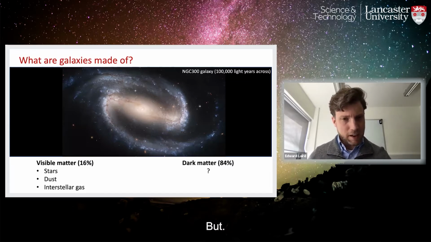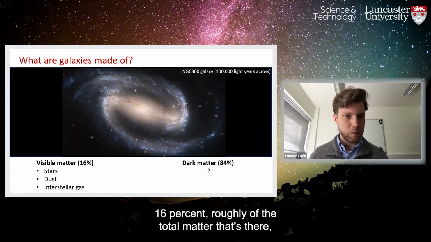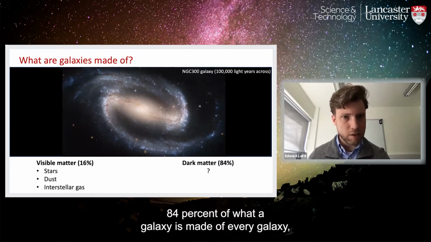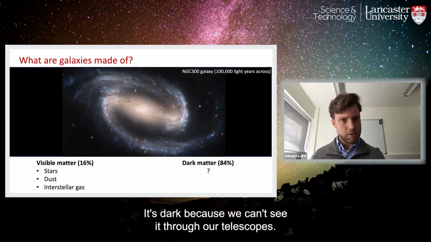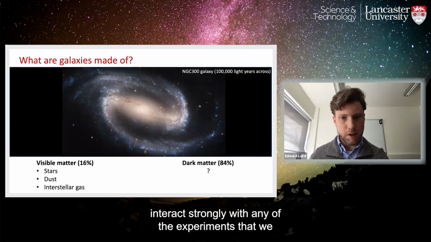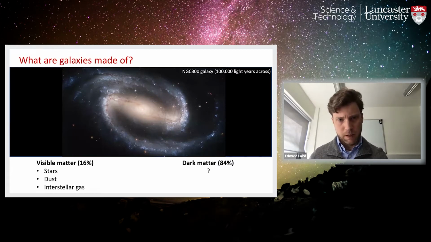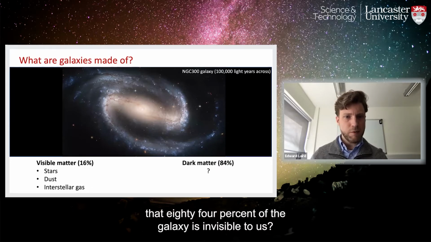But the mystery is that what we can see of those galaxies is only roughly 16% of the total matter that's there. 84% of what a galaxy is made of, every galaxy, including ours, we don't know what it is. It's dark matter. It's dark because we can't see it through our telescopes, and it's also dark in the technical sense that it doesn't interact strongly with any of the experiments that we've built on Earth. So what makes me so confident to make this bold claim that 84% of the galaxy is invisible to us?